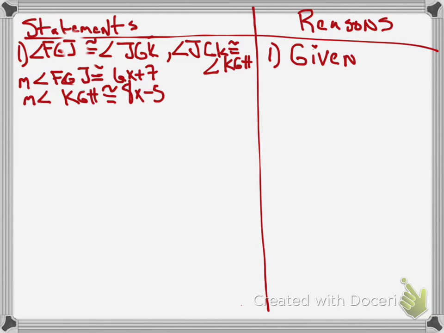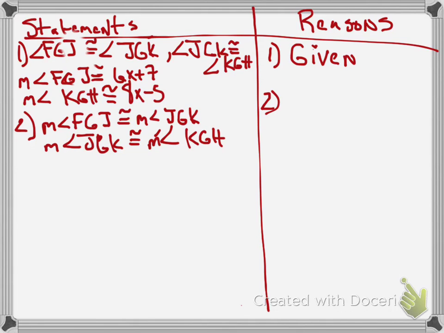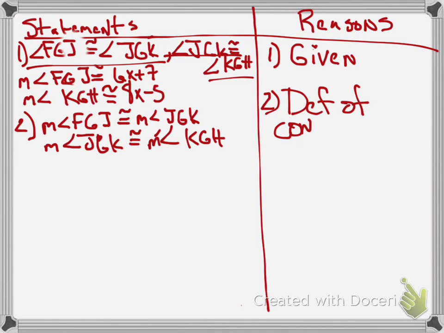Okay, so what can I say here? Based off the given, saying that these are equal to each other and these are congruent to each other, that means their measurements are congruent by definition of congruent angles. In other words, if the angles are congruent, then their measurements are congruent, which kind of makes sense. So then what's the next part of this?